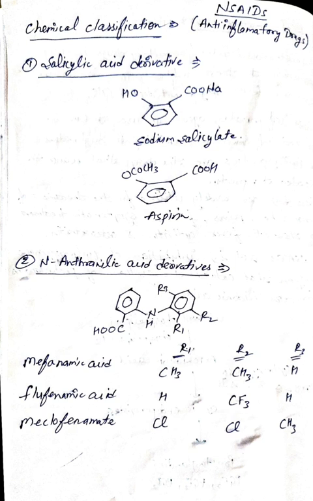If we discuss the chemical classification, the first category in this class is the salicylic acid derivatives, in which we have sodium salicylate and aspirin. These both are the first generation of non-steroidal anti-inflammatory drugs, and they are still used in many indications. The second category is N-anthranilic acid derivatives, in which we have mefenamic acid, flufenamic acid, and meclofenamate.